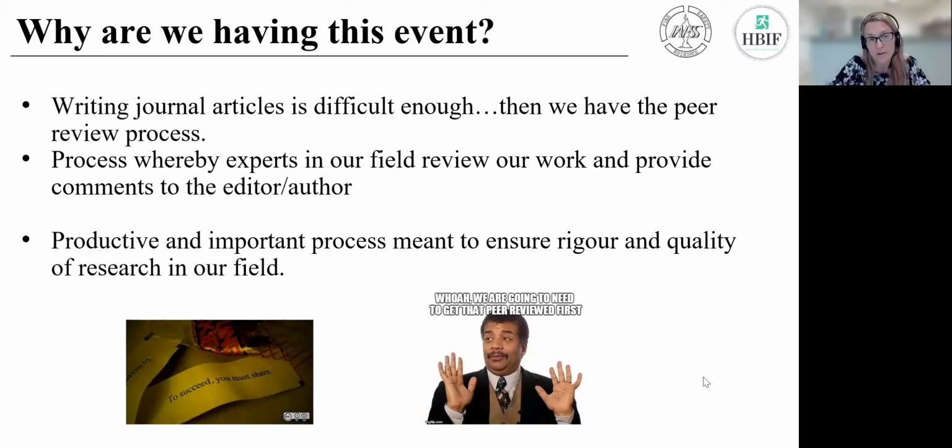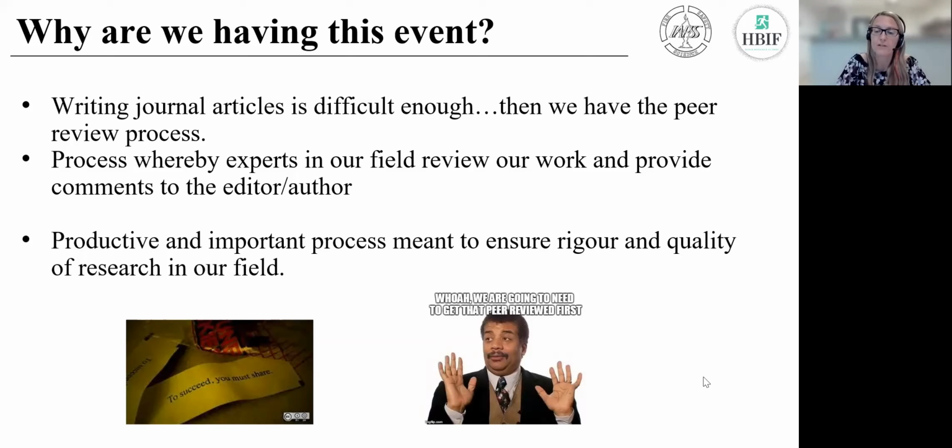So it's a productive and important process, right? It's meant to ensure rigor in our field, the quality of our research. So it's extremely important. And to succeed, you must share. It might be intimidating to put our work out there, but we all have to do it. We all have to submit our work to journals so it can get published, so it can get out there. It's also expected of us that we review the articles of our peers, right? So it's an important service that we're giving to our field.